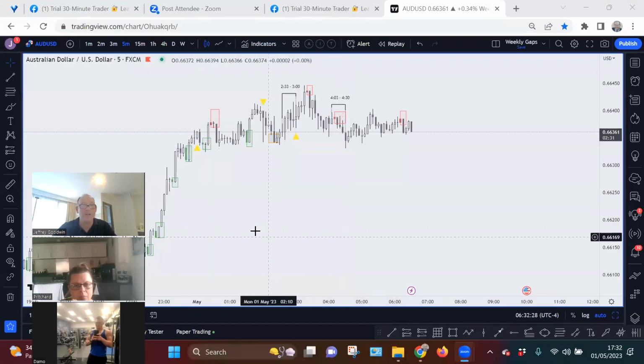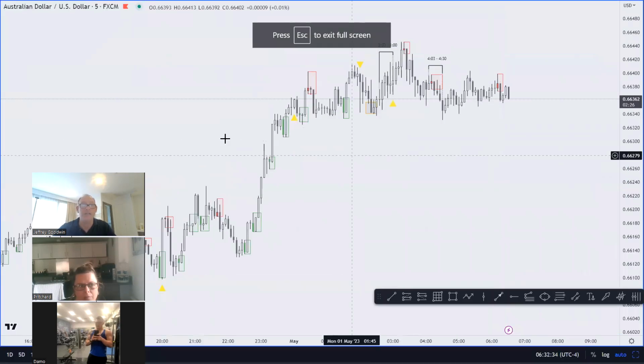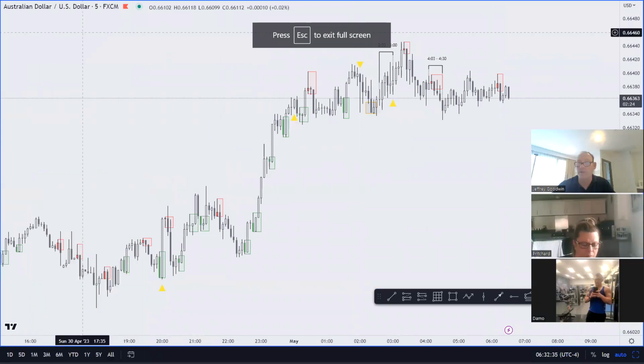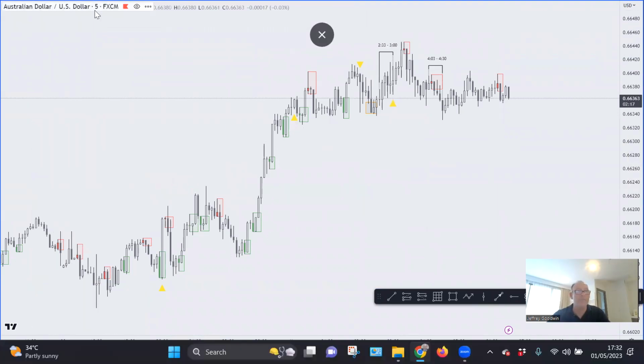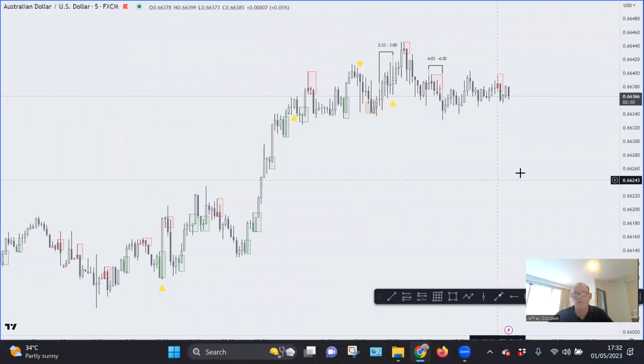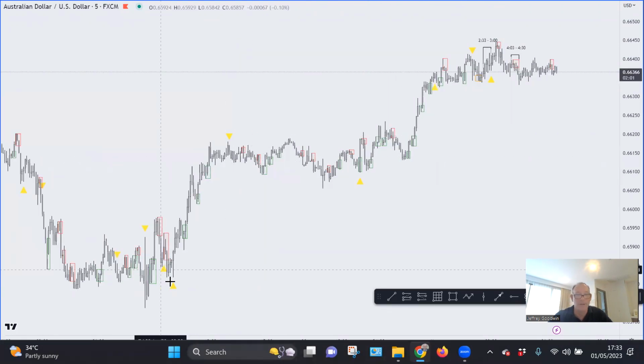So what we're looking for here, can you see my chart here, Zoe? Yeah. So what I'm going to do is make this full size, so there's nothing else. Okay. So at the moment, it's AUD USD. I'm on a 5-minute time frame, and I'm using FXCM. And what this software does, just focus on these yellow things for just now, and nothing else. You can see these here.